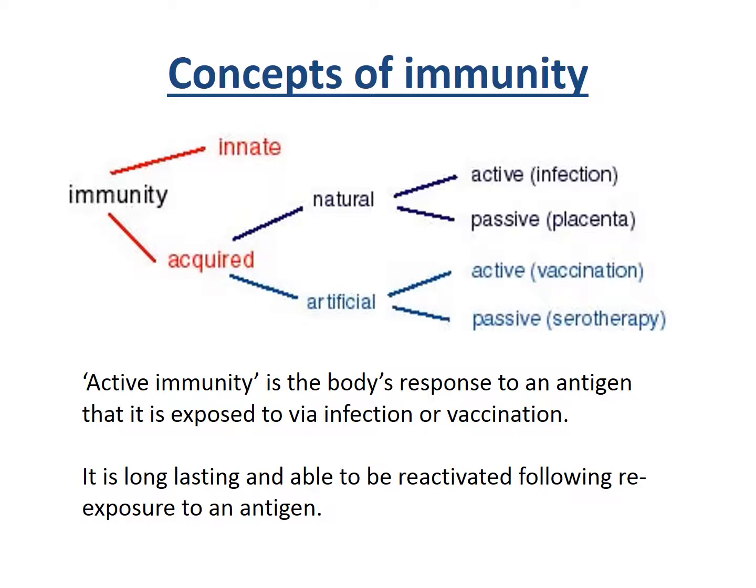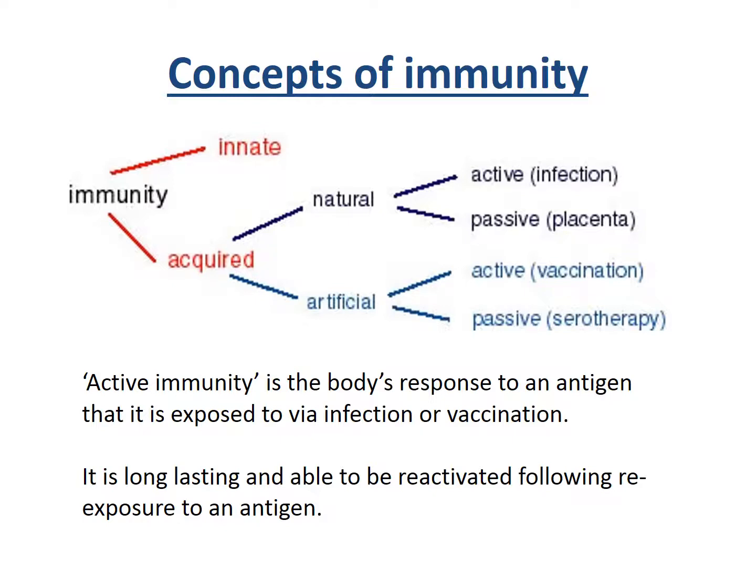You can acquire immunity in either a natural or an artificial way, and in both states you can get either active or passive immunisation. So natural immunity is when you are exposed to an antigen in its natural environment. So you get an infection, or antibodies cross the placenta in a passive way, providing immunity that was produced by the mum to the baby.